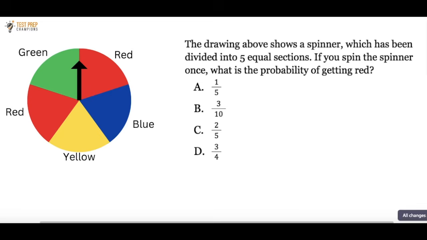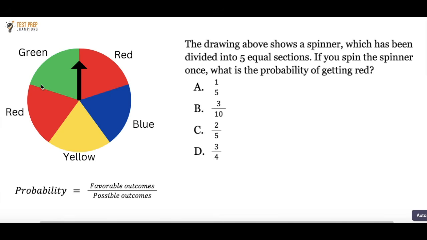Hopefully this makes sense. The drawing above shows a spinner, and the drawing's not really above, it's actually right here to the left, but it says the spinner has been divided into 5 equal sections. If you spin the spinner once, what is the probability of getting red? And we see here we've got a red, a blue, a yellow, a red, and another green section. So I'll let you pause the video, try this one out, and if you get stuck, no worries. As always, we're just going to go over the answer.